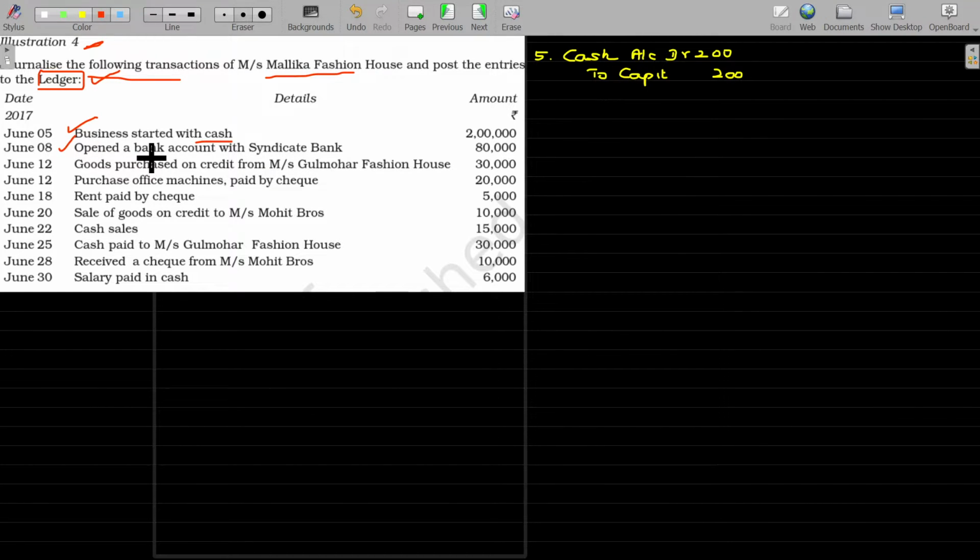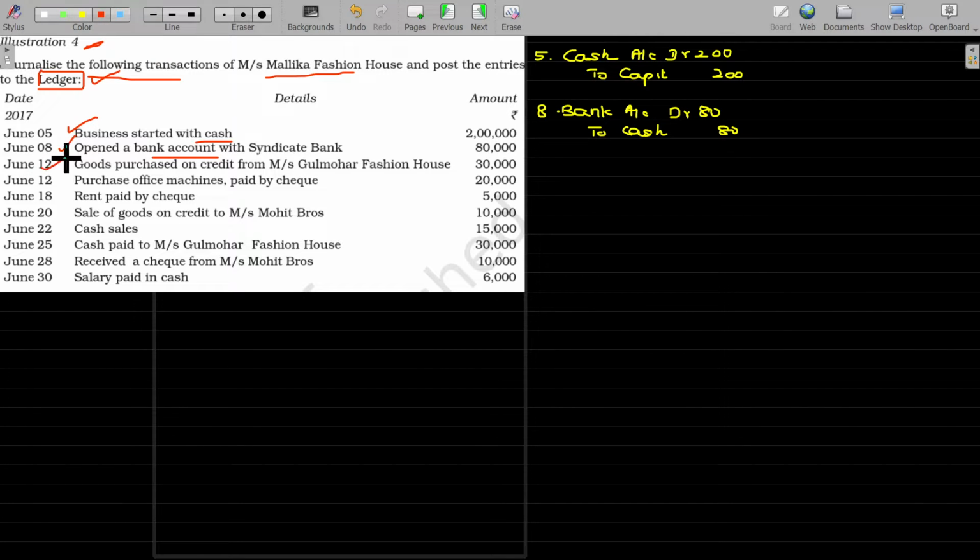8th June, opened a bank account with Syndicate Bank. So, bank account debit to cash account. These are the transactions already completed in detail. Here my intention is to make you understand the ledger posting. So, this will be worked out faster. If you have any query, you can go back and refer the earlier one. Bank account debit to cash. This value being 80,000.